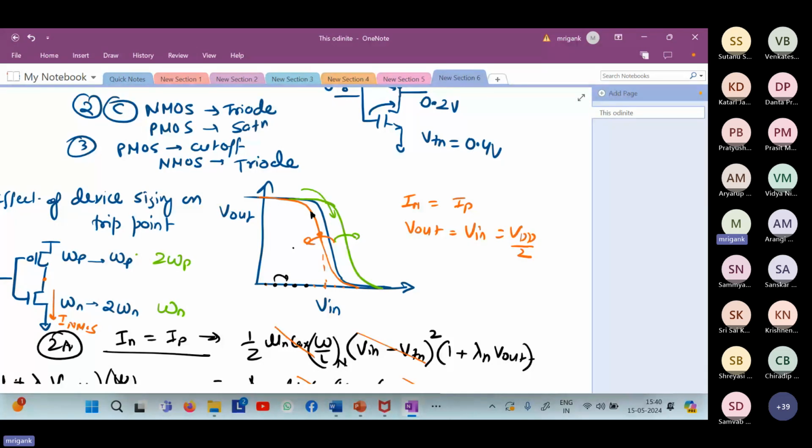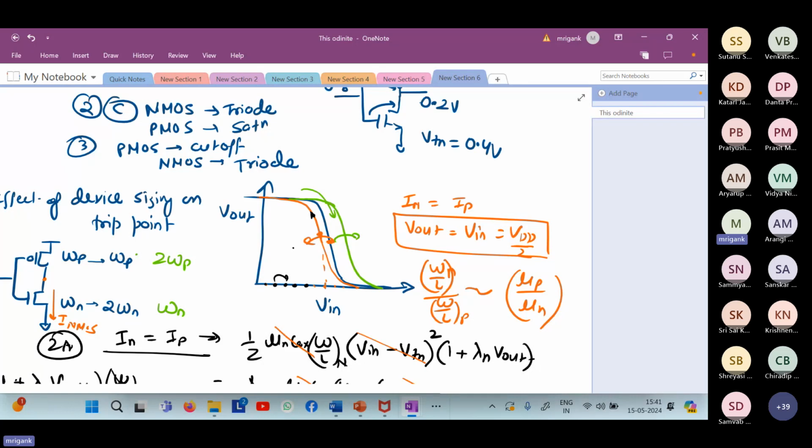If I solve it, it will be something like the W by L of N and W by L of P should be in the ratio of mu N and mu P. So if you just solve this, W by L of N and W by L of P should be approximately in the ratio of mu N, mu P ratio. So this will be something like mu P upon mu N. To equate this current IN equal to IP at V out equal to V in equal to VDD by 2, that is the condition under which you will get the transition point or the trip point of the inverter equal to VDD by 2.